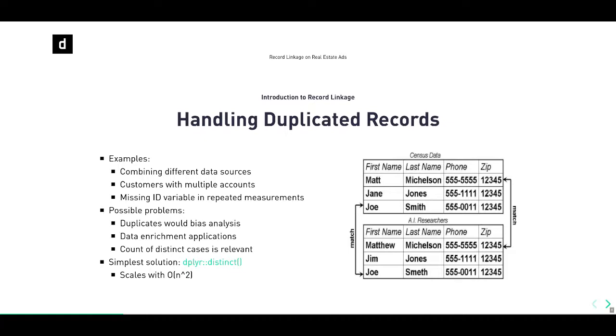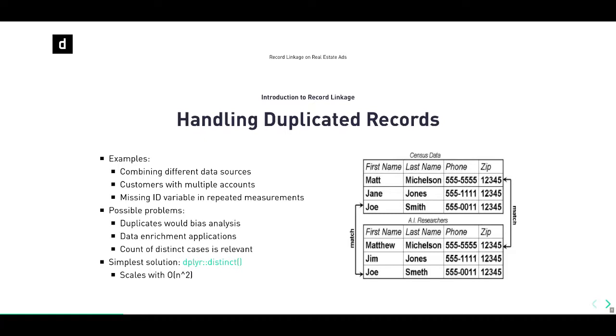So for possible problems, you could introduce bias into your analysis. Maybe you want to do data enrichment applications where you need to combine different data sets relating to the same entity. And of course, sometimes also the count of distinct cases is in itself relevant for a statistical data analysis.